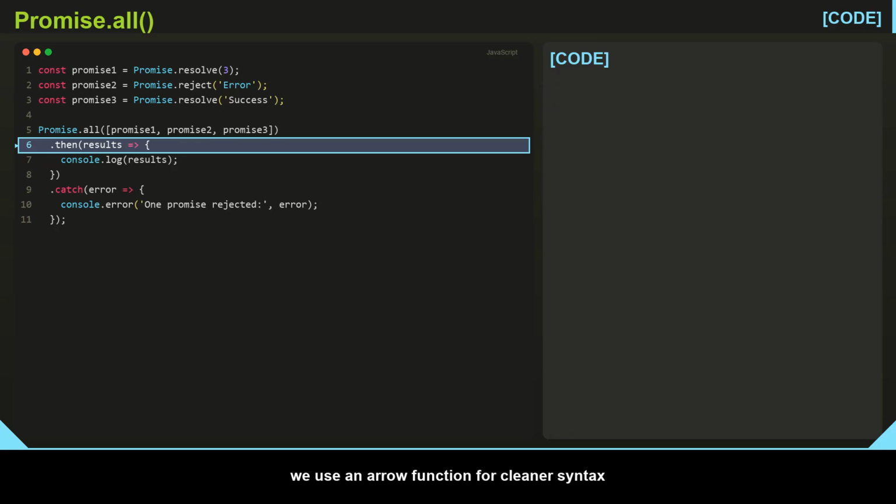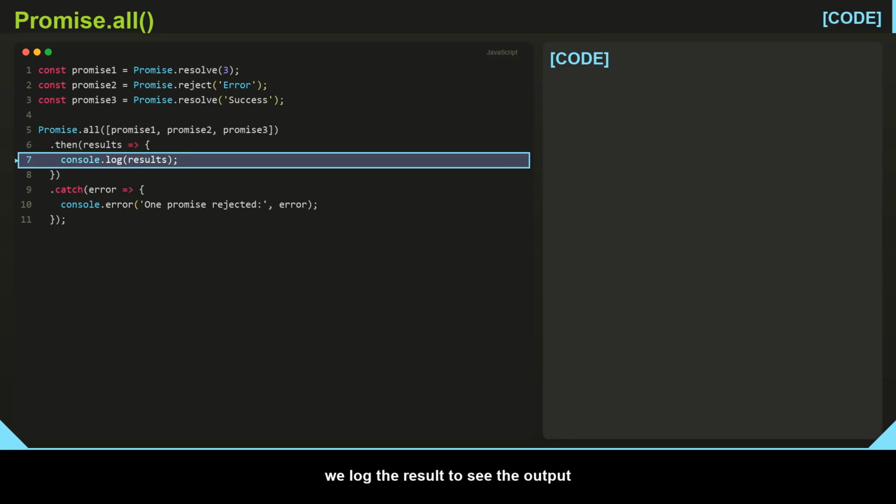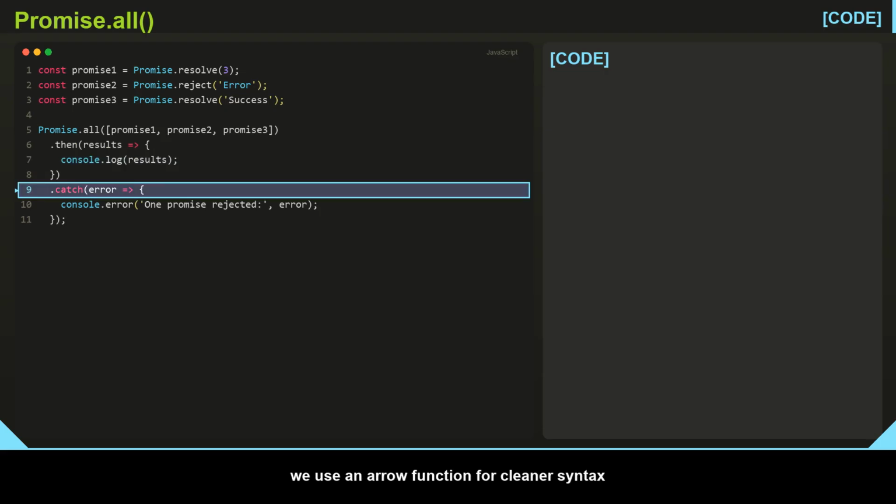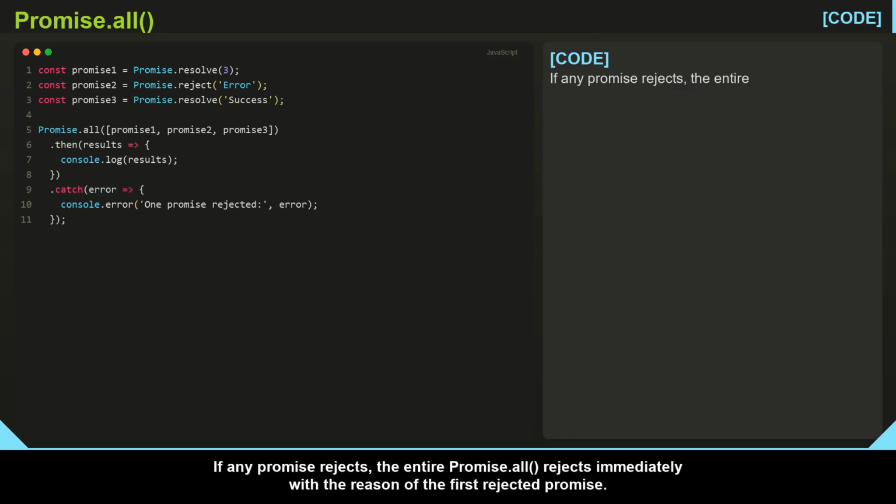We use an arrow function for cleaner syntax. We log the result to see the output. If any promise rejects, the entire Promise.all rejects immediately with the reason of the first rejected promise.